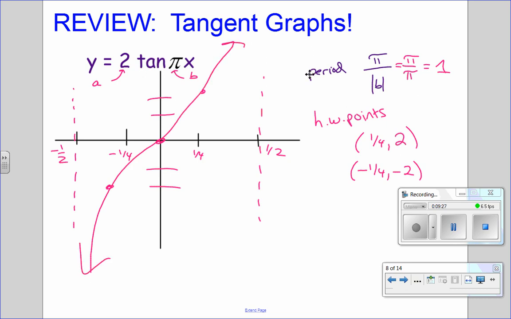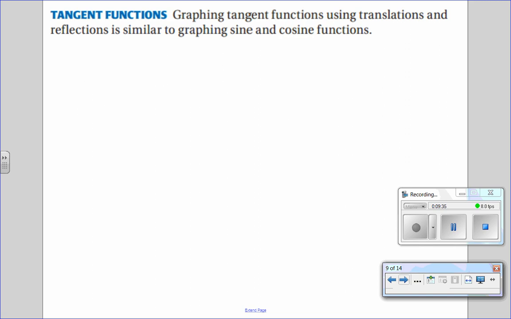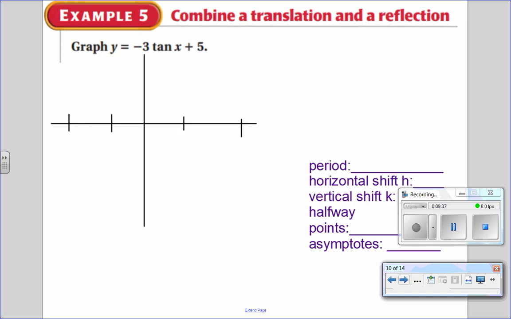Now we reviewed the tangent graph because you can probably guess what we're about to do. Flip a tangent graph upside down. So here's our tangent graph. We're not only going to flip it upside down, that's what the a will cause to happen, but we are actually going to shift it up. Shift it up. So you'll basically just be adding 5 to your halfway points to shift everything up. Instead of going through 0, 0, it'll be going through 0, 5. I can put that on there right now.